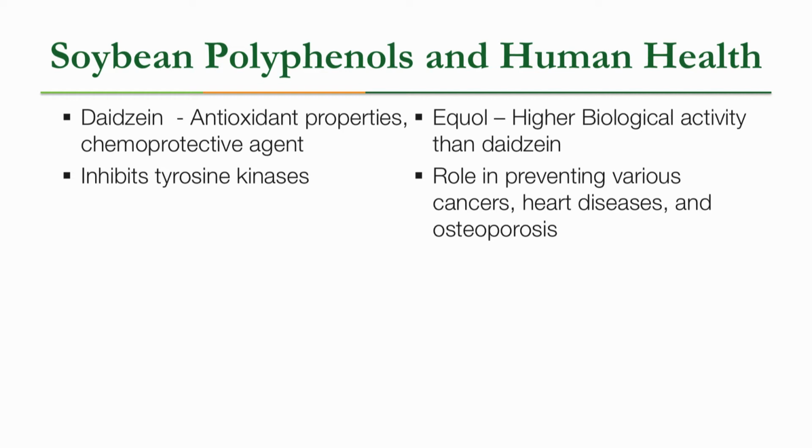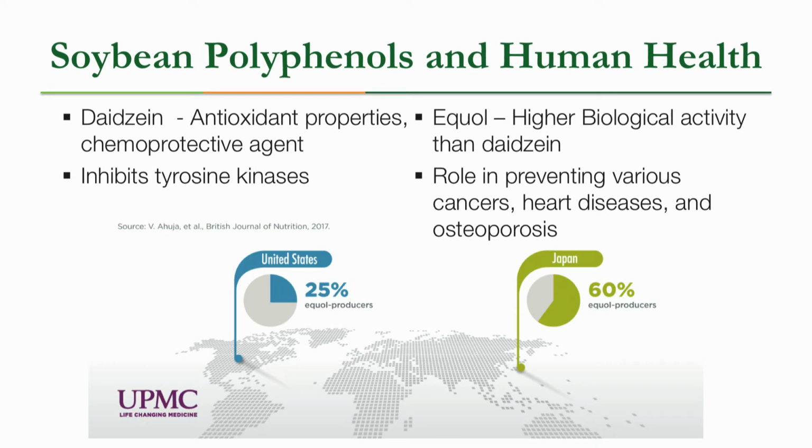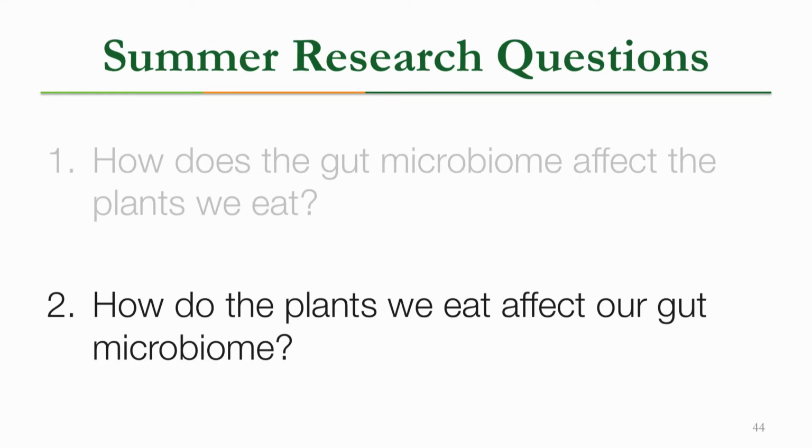And the metabolite equol is found to be more biologically active than the parent daidzein, and it's found to be influential in the prevention of diseases like breast cancer, prostate cancer, heart diseases, and osteoporosis. This picture is from a study done by the University of Pittsburgh on the health benefits of equol, and it represents that around 60% of the Japanese population was found to be equol producers, whereas only 25% of the American population was found to do the same. So this shows the variations in gut bacterial metabolism and leads us to the question Chris is interested in.